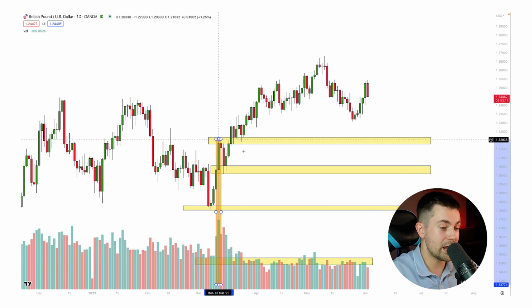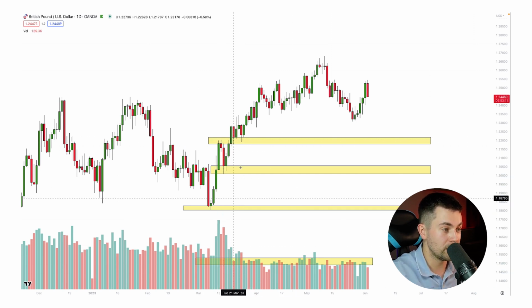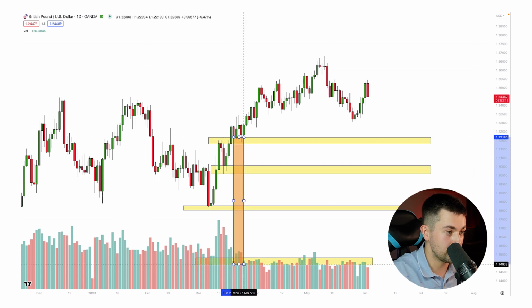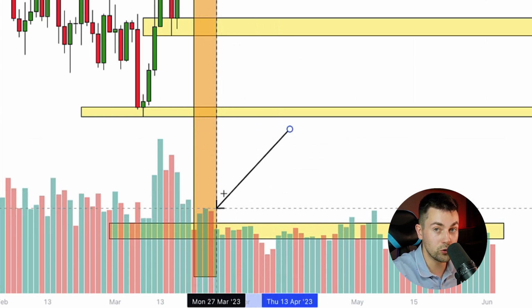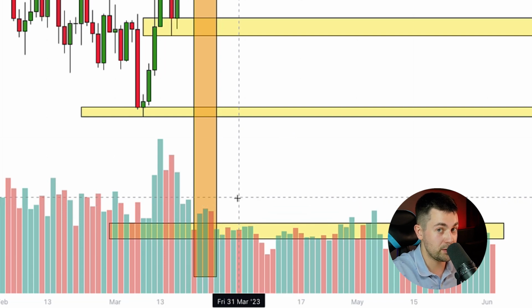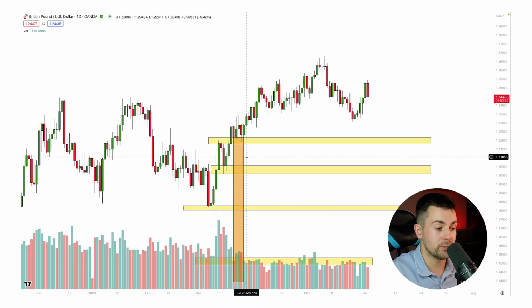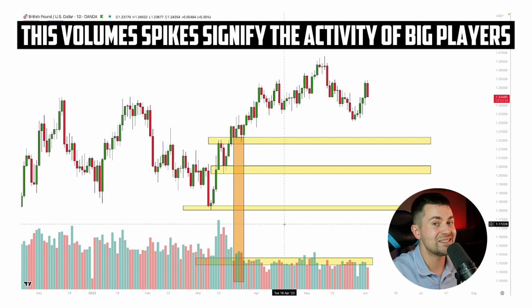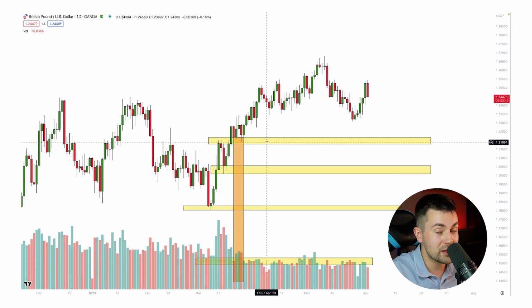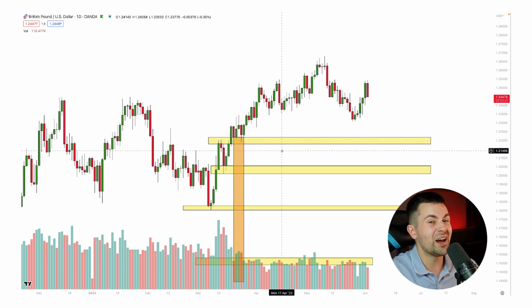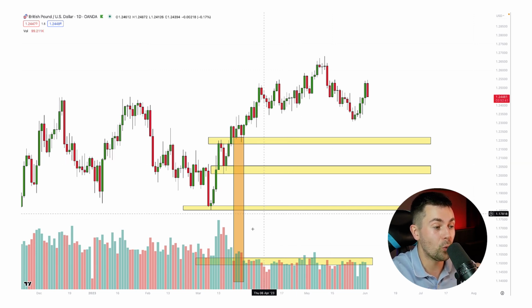Then when that structure turned into support, let's check the volume. Here goes our volume activity, and you can see that here we got the volume spike, and here you can see that the volumes were above the average. And why is it so important? Because these volume spikes signify the activity of big players. It means that within that area, we saw significant trading volumes. Big players were placing their orders, and the volume indicator reflects that.